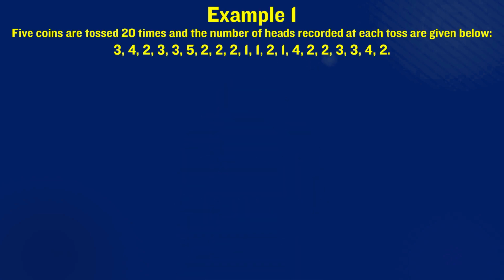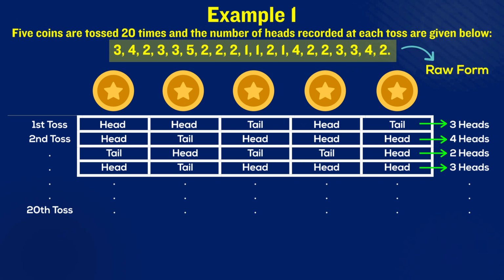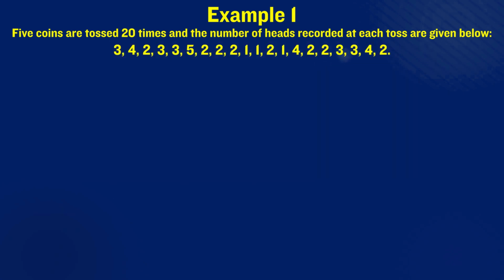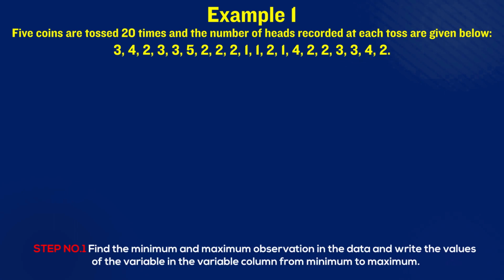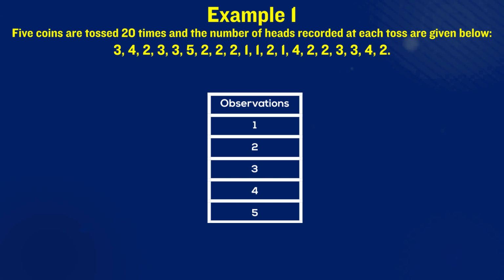Let's get started. According to the given question, 5 coins are tossed 20 times in total, and the number of heads recorded at each toss is jotted down. The results obtained corresponding to every toss are shown on the screen. Now, to convert this ungrouped data to a discrete frequency table, the first step is to find the minimum and maximum values in this data, and then write the whole data in ascending order from minimum value to the maximum, while ignoring the repetitions. This becomes the first column of our discrete frequency distribution table, labeled as X, since the values of observations are variable.